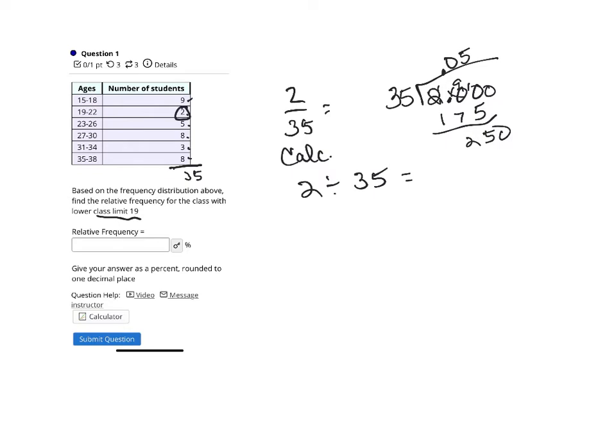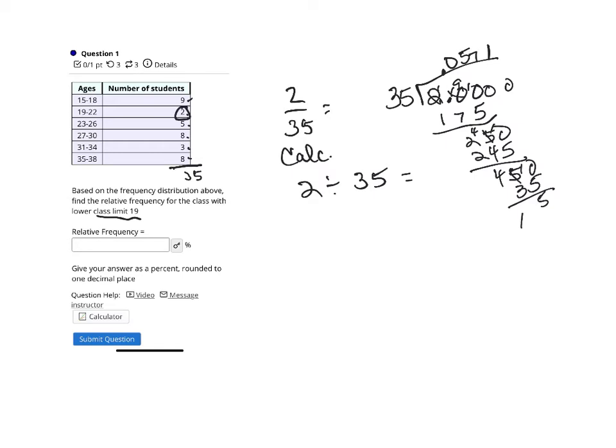And 35 will go into 250. This time I think it'll go 7. 7 times 5 is 35. Carry the 3. So 7 times 3 is 21, plus 3 is 24. 250 minus 245 would be 5. Borrow from here, that becomes a 4, that becomes a 10. Bring down a 0. 35 will go into 50 one time. And we have left over 15.